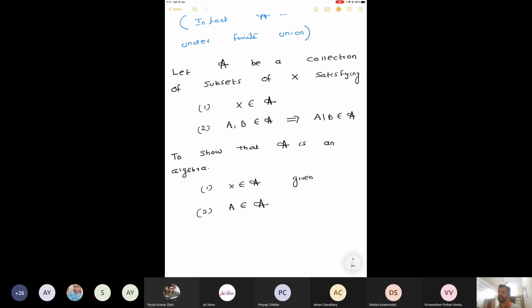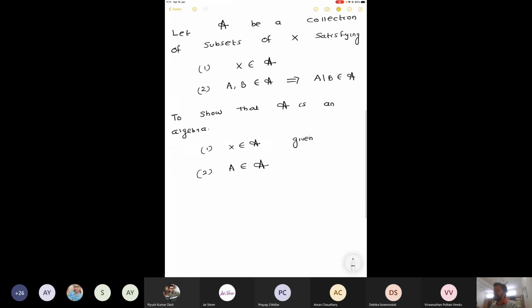Naturally, I have to use the second condition given: if A and B are in A, then A minus B is in A. So somehow using that, I have to get A complement is in A. What should I do? So we take X and A belongs to A, then X minus A equals A complement. So it's just the definition. The complement is the difference of the set with the universal set X, right?